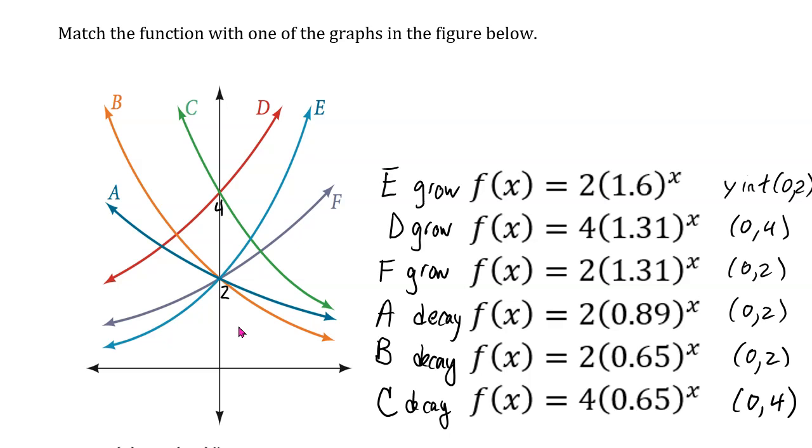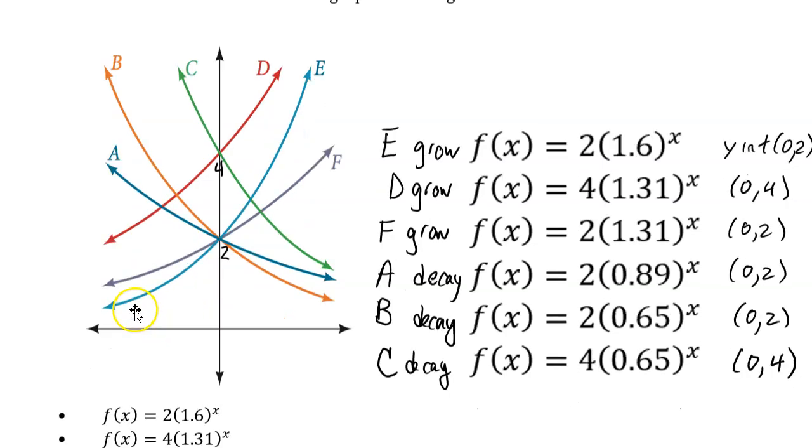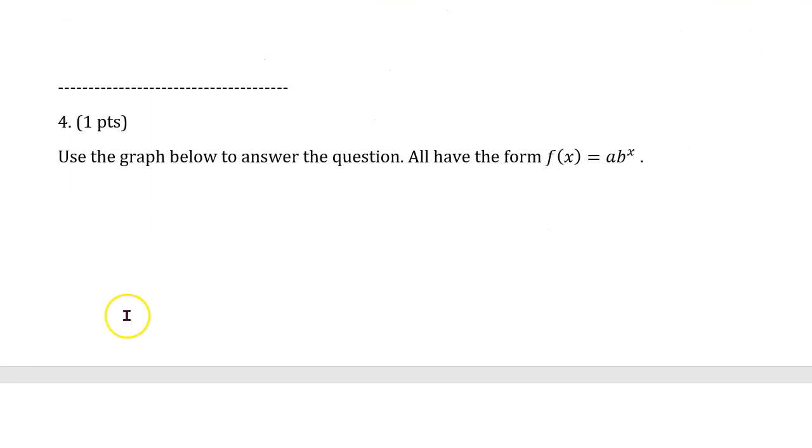Remember that when it is growth and decay, you're looking for sort of opposite things. For growth, you're looking for the largest base to be the fastest growing, whereas with decay, you're looking for the smallest base to be the fastest decaying. Now let's look at the next problem, problem number 4.